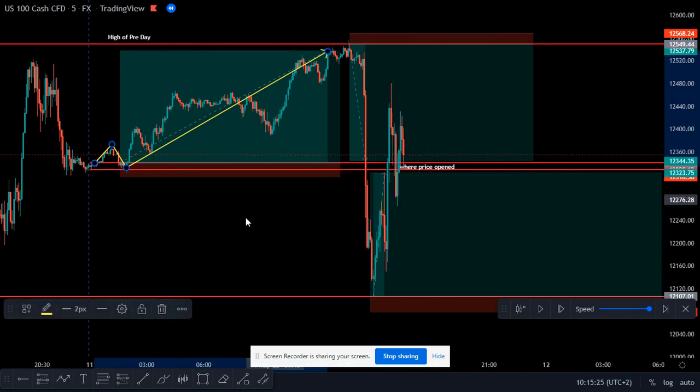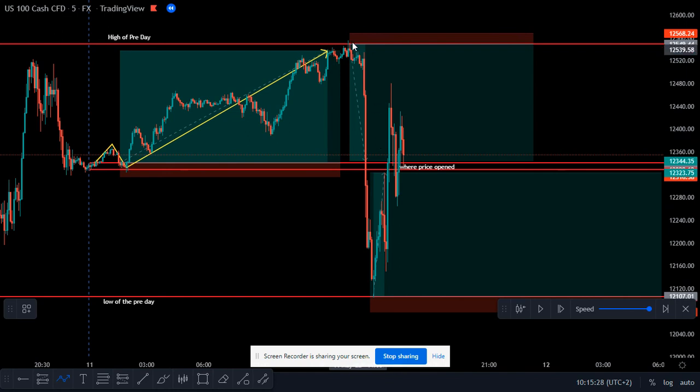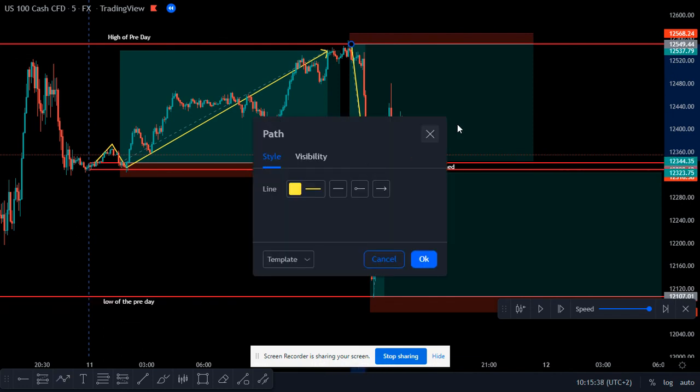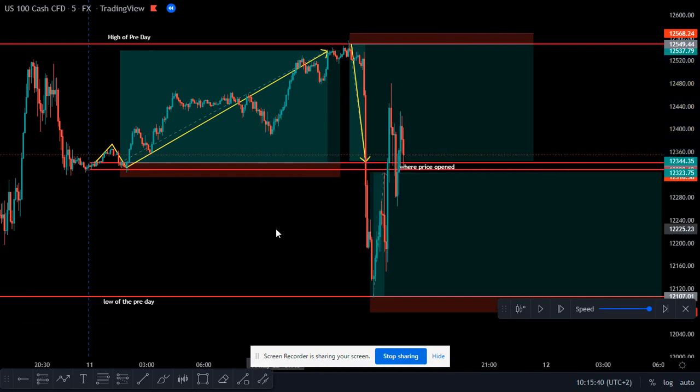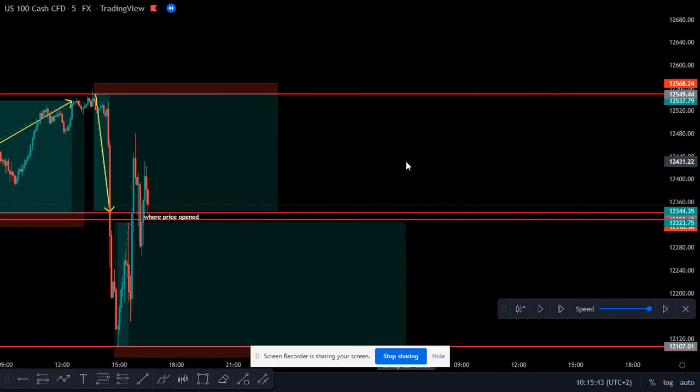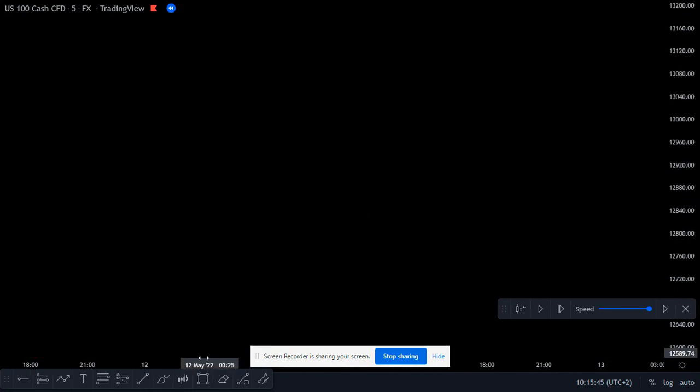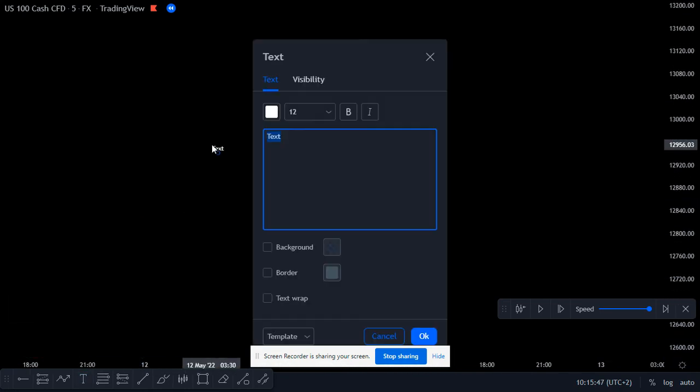Then afterwards, you place a sell limit at your previous high. Then that sell limit, if it's triggered, takes you straight to your take profit, which is there. It's where the price opened. So just to recap, in order to do the strategy successfully, you need to play with orders. That's your buy limit and sell limit.